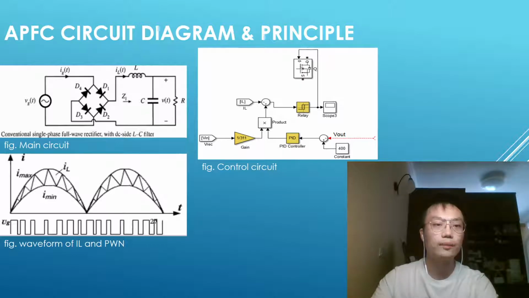In the circuit, after comparing the output voltage with the reference voltage, the result goes through the PID controller. The output of the PID controller and the rectified input voltage together go to the multiplier, and we set the output of the multiplier as the reference of current feedback control. After comparing the reference current with the input detected current, the result goes into the relay block and controls the on and off of the switch.